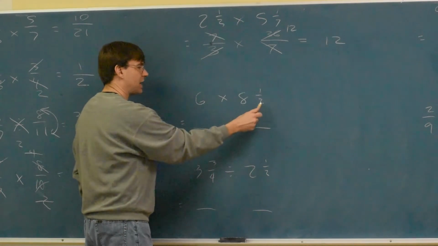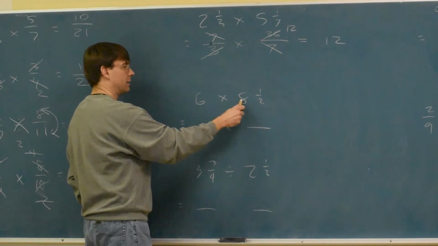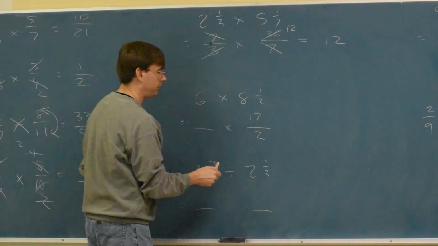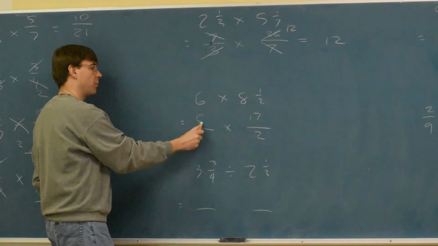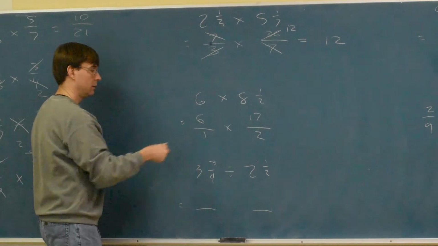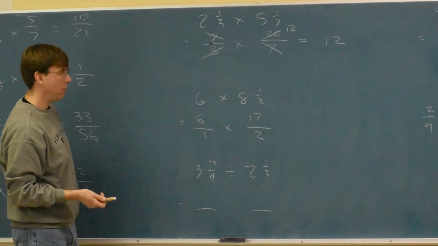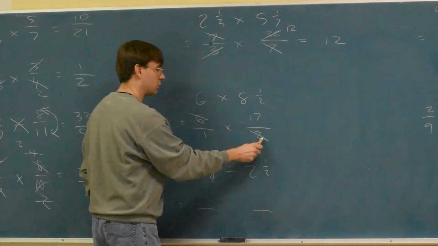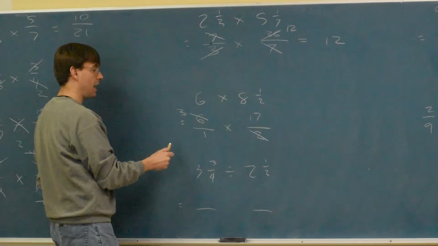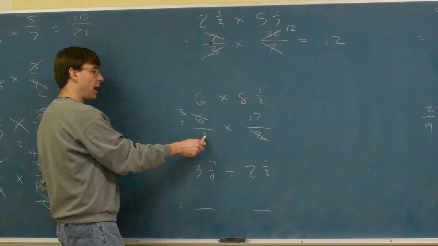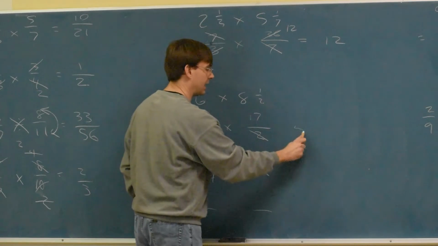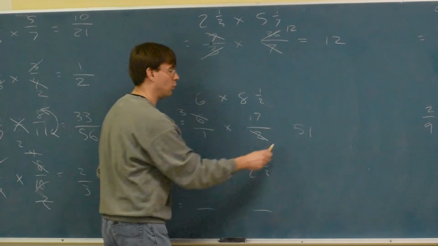8 1/2, same thing. Bottom times 8 plus top is 17. 2 is still on the bottom. Whole number is a different approach. Copy the whole number on top of a 1. I would look to cancel when you can. 6 and 2 are cancelable because 2 into 6 goes 3 times. I don't need to write a 1 on the bottom. I'm going to get a whole number. 3 times 17, if I do that out, will be a 51.